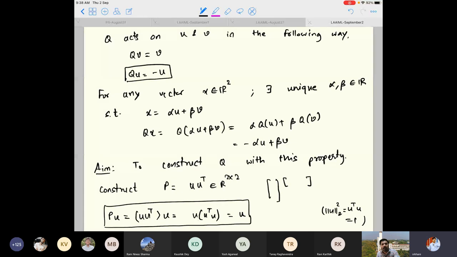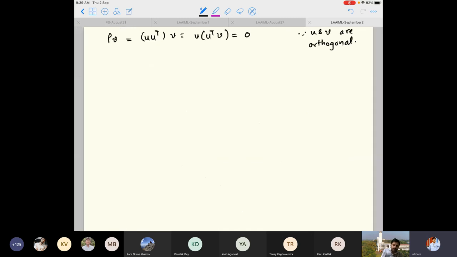So now can we construct Q from P? That's the question I'm asking. Can we construct Q from P?